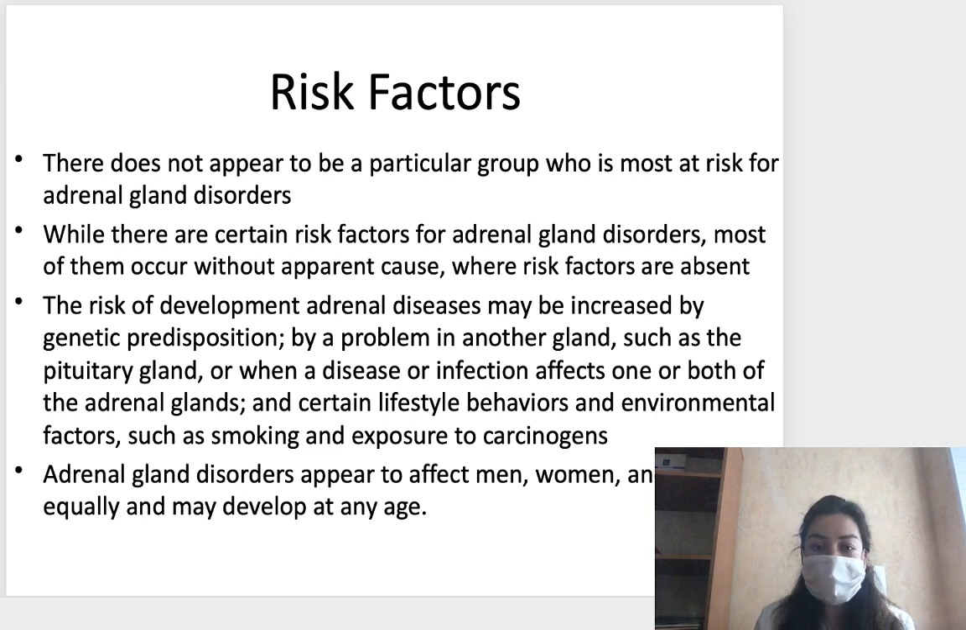The risk of developing adrenal disease may be increased by genetic predisposition, by a problem in another gland, such as the pituitary gland, or when a disease or infection affects one or both adrenal glands, and by certain lifestyle behaviors and environmental factors such as smoking and exposure to carcinogens.